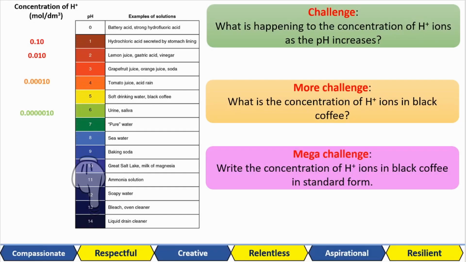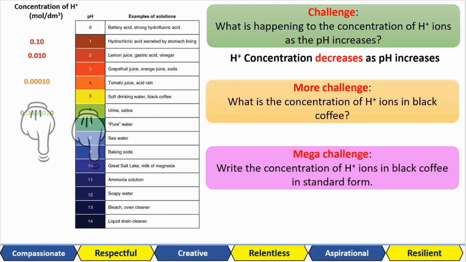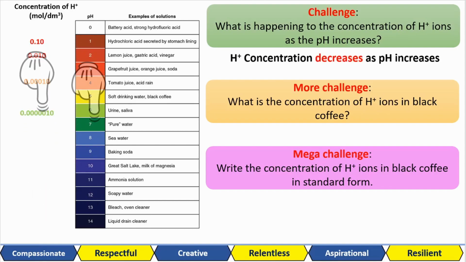When we increase the pH number, notice that we are decreasing the concentration of hydrogen ions. The number gets even smaller. For the next question, you had to crack the conversion of pH into hydrogen ions. When the pH is 1, the concentration is 0.10 moles per decimeter cubed. When the pH is 2, the concentration is 0.010 moles per decimeter cubed.